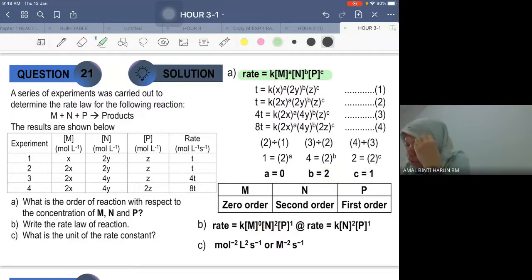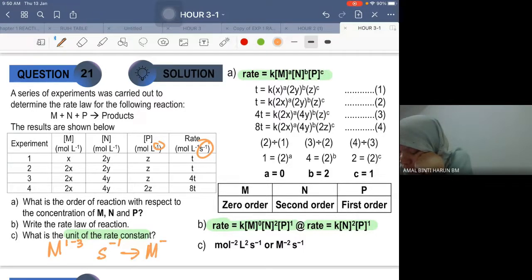Tulis balik rate law. Okay. Because M power of 0, M boleh hilang. Lepas tu, lagi. What is the unit of the rate constant? So, 0 plus 2 plus ni, 3 order 3 kan? So, bila order 3, M 1 minus 3, okay, ni per second, per second kan? So, S negative 1. So, 1 minus 3, you akan dapat M negative 2 per second. Okay? Tak mau buat macam ni, pening kepala otak. Simplify je.